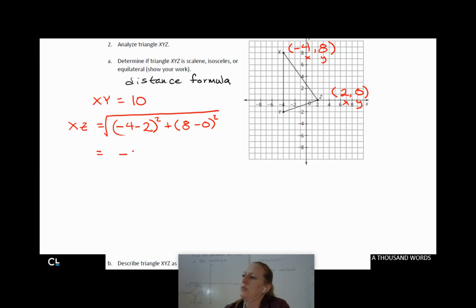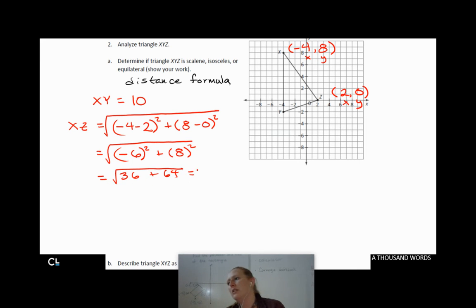So -4 minus 2 is, of course, -6. 8 minus 0 is, of course, 8. And we'll do the square root. -6 squared, a negative squared does become a positive. 8 squared is 64. If I add those together, 36 plus 64, and yes, use a calculator. Heaven help us all, use your calculator. If I add those together, I do get 100. Oh, I know what the square root of 100 is. That's 10. So the square root of 100 is 10. Oh, so this side is 10 and this side is 10. Interesting.